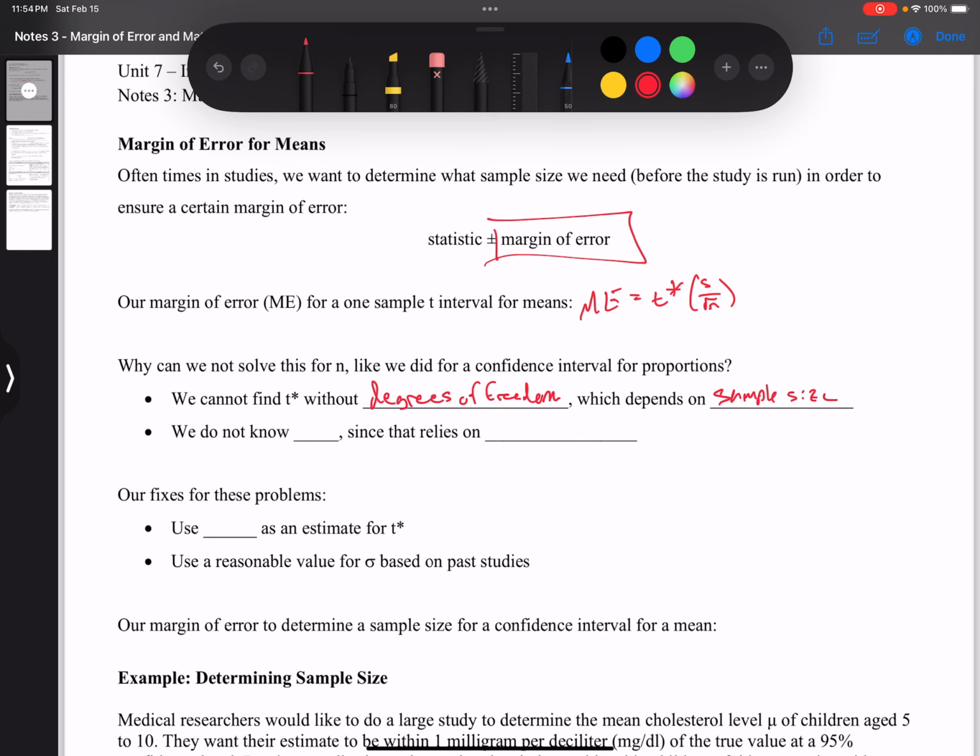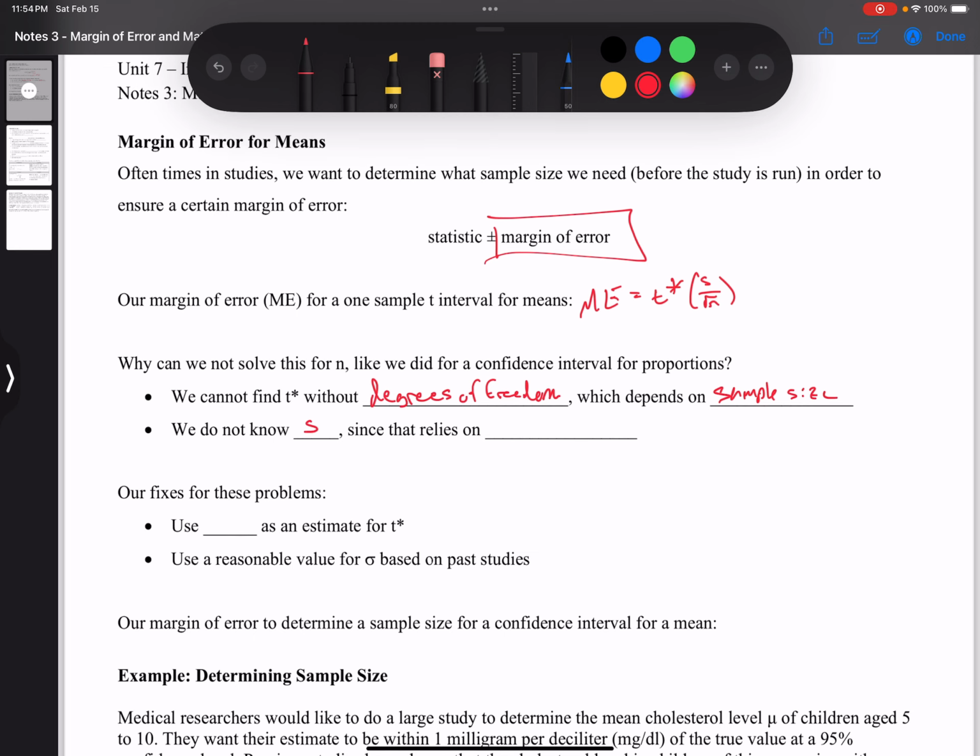We also won't know our sample's standard deviation, because that relies, of course, on that sample data, and we haven't even run the study yet. So we've got a lot of issues coming up where t star is a problem. So for this type of problem, when they're trying to set a margin of error for a mean, we're going to end up having to use z star as an estimate for t star. So we're basically going to go back to z star with a couple of additional things to look out for.